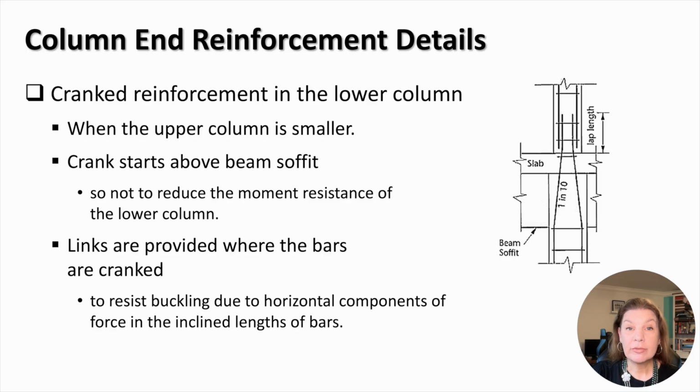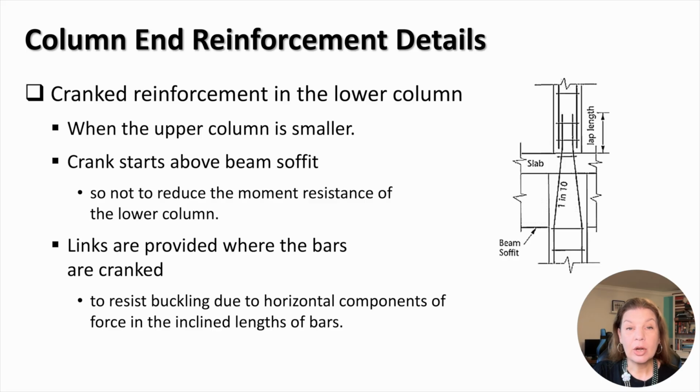Continuity of longitudinal reinforcement in columns should be assured between floors. Cranked reinforcement in the lower column can be used when the upper column is smaller. In this case, the crank starts above the beam soffit so as not to reduce the moment resistance of the lower column. Links should be provided where the bars are cranked to resist buckling due to horizontal components of force in the inclined lengths of the bars.